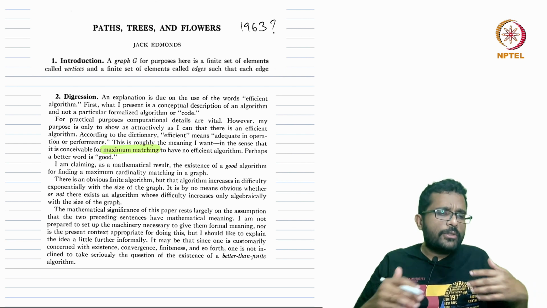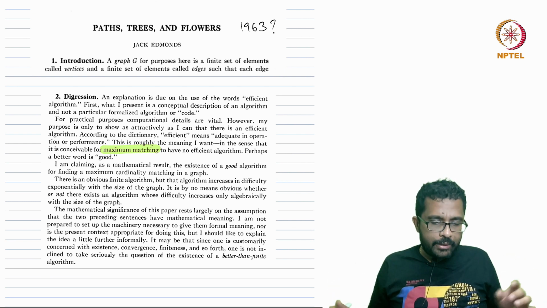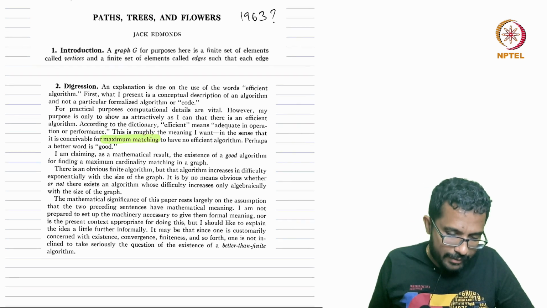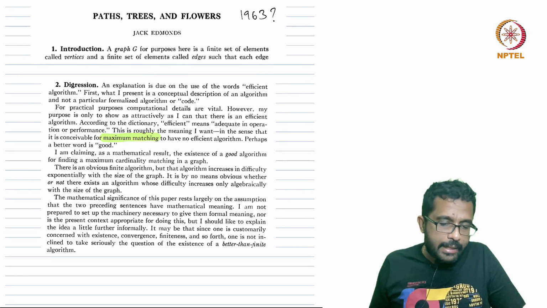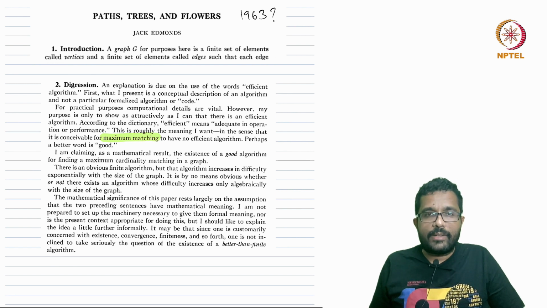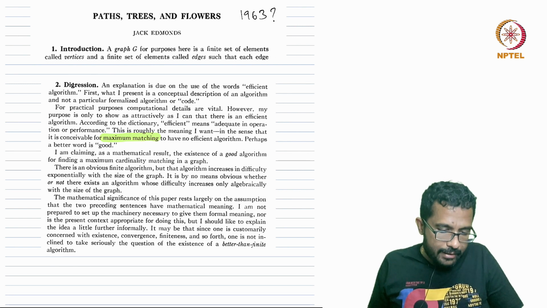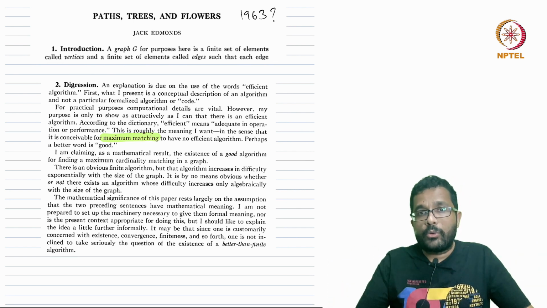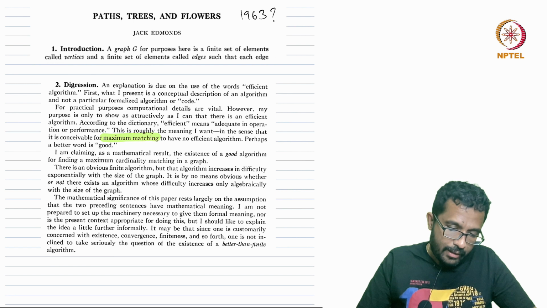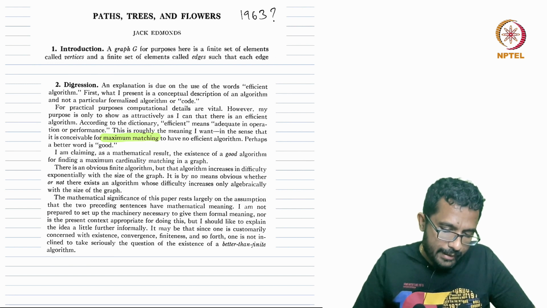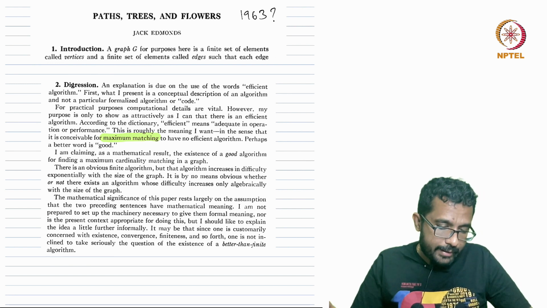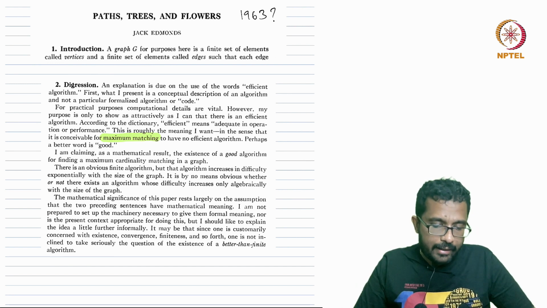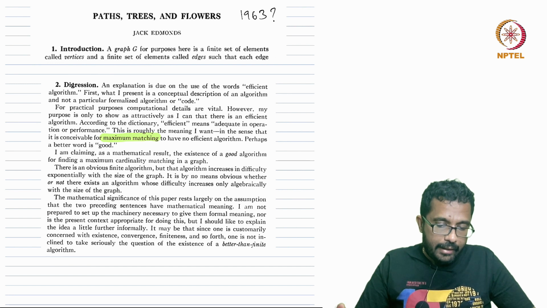But at the same time, he also did not want to spend too much time. So he just added a small section in his paper and he called it digression, right? He says, I have to explain what I mean by efficient algorithm. It's just an algorithm, not a formalized program, right? He says the computational details are not vital. My purpose is only to show as attractively as I can that there is an efficient algorithm.